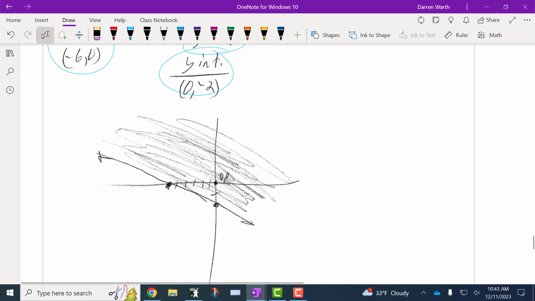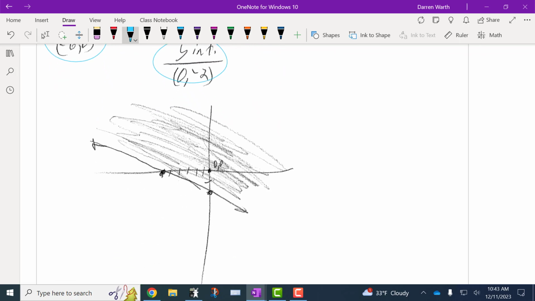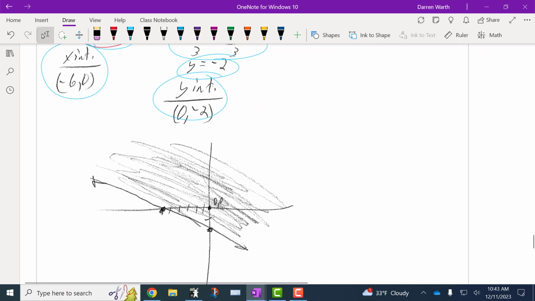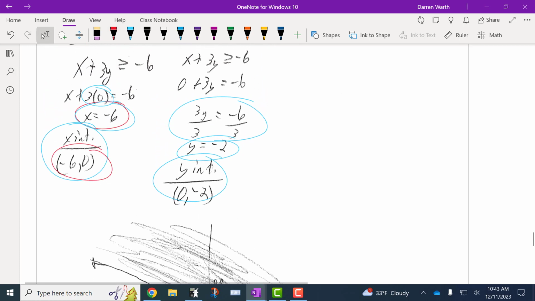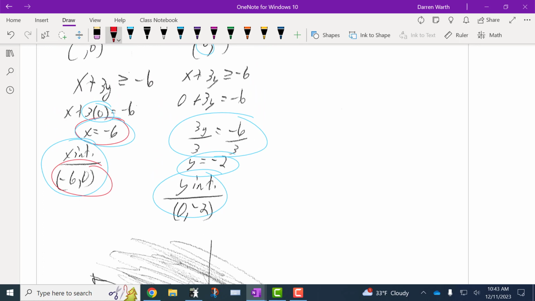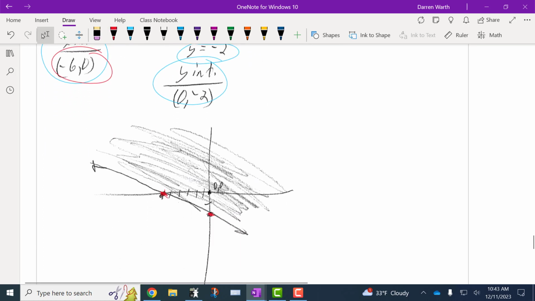I'm just going to go ahead and go down here, plot those points. So when you're plotting those points right here, notice I'm going to go to negative 6 and 0. So that's this point right here. I'm going to go to 0, negative 2. That's this point right here. Notice that my inequality is greater than or equal to, so that means that I'm going to draw a solid line. So that's what I do. I just went ahead and drew a solid line in here, connecting my 2 points.